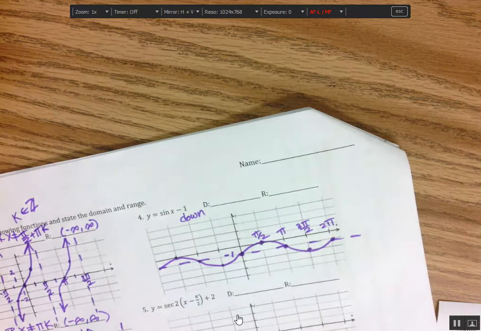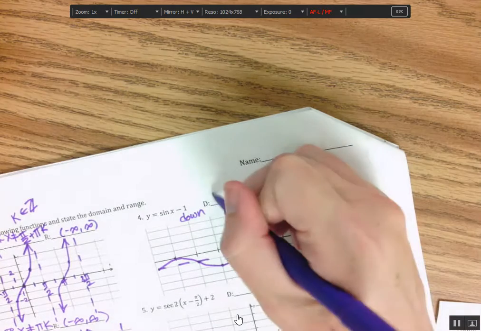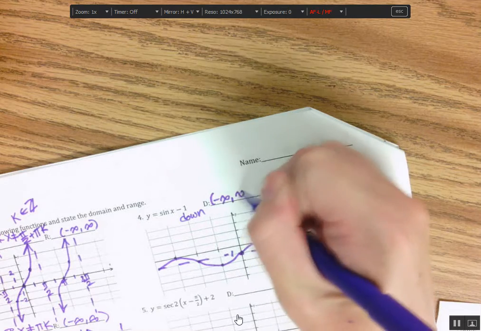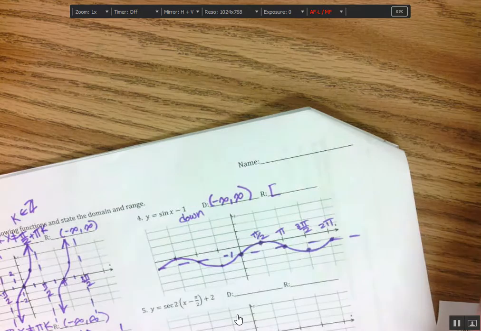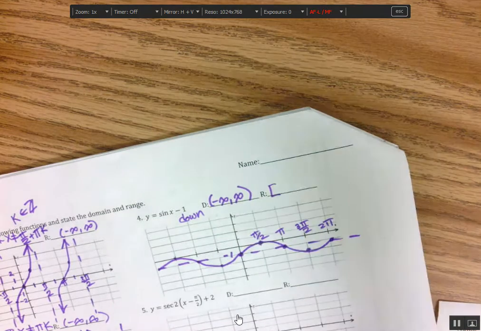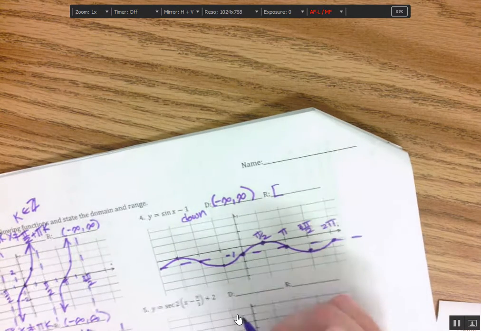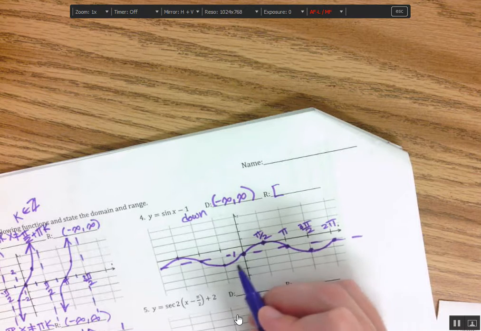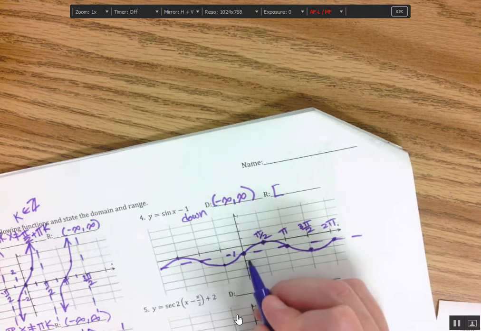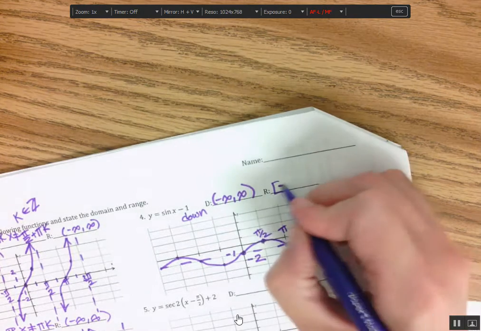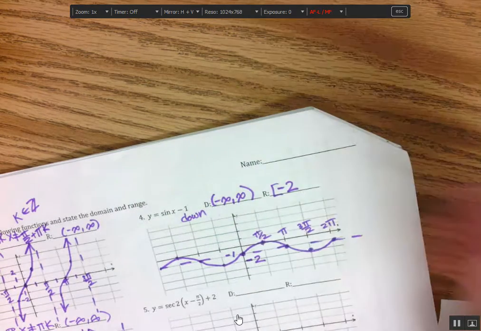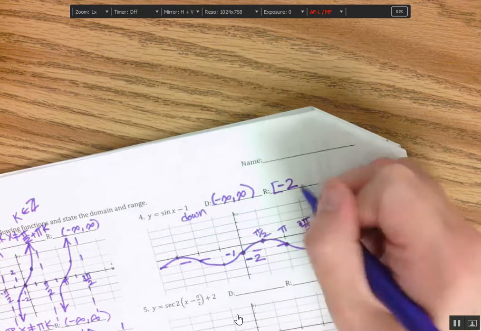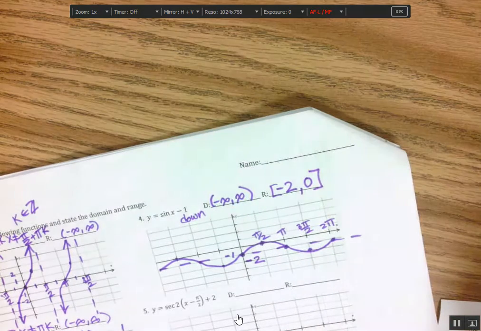All right, so what's our domain for sine? Very good. Sine goes forever in both directions, so -infinity to infinity. And our range starts at what minimum value? For this one. -1. Well, that's in the middle. What's below that? Yeah, -2. So it starts at -2, and then it goes up to what maximum? 0. Good. So -2 to 0.